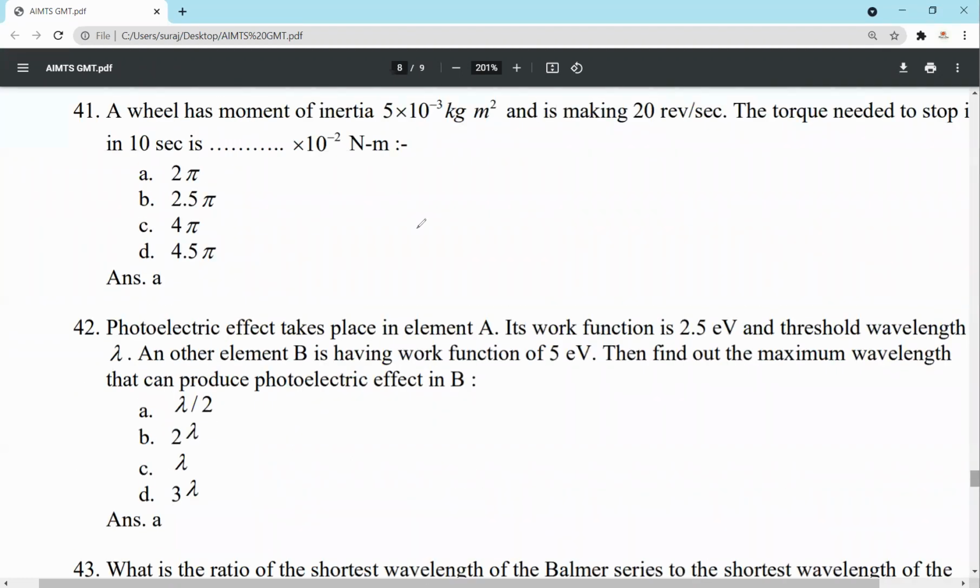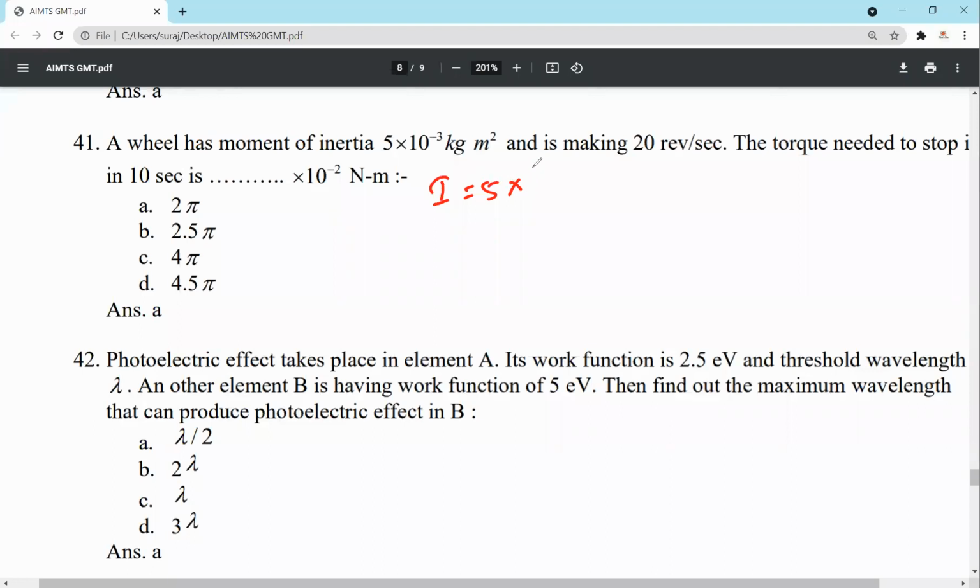Question number 41. A wheel of moment of inertia I is 5 into 10 power minus 3 kg meter square, making 20 revolutions per second. Omega is given as 20 revolutions, that means 2 pi radians per second. The torque needed to stop it in 10 seconds. Time is equal to 10 seconds. Initial is this, and final is 0.